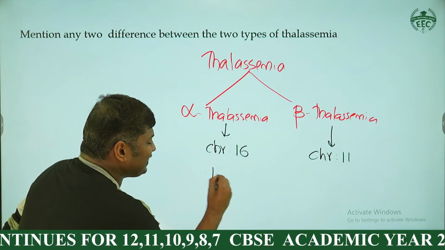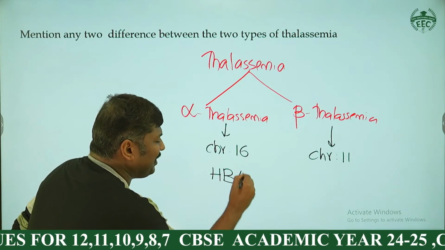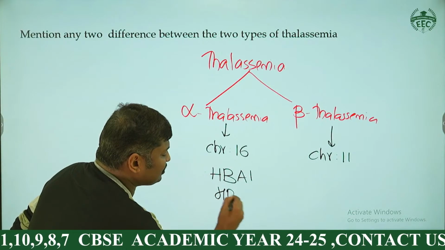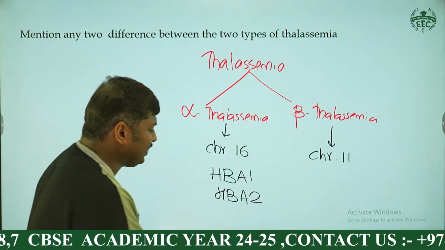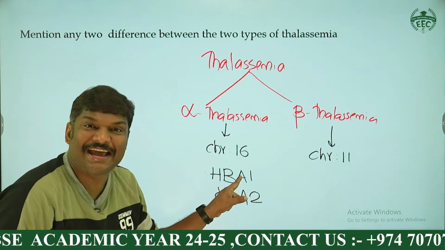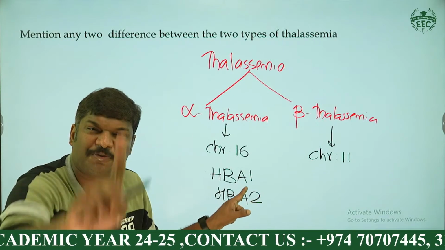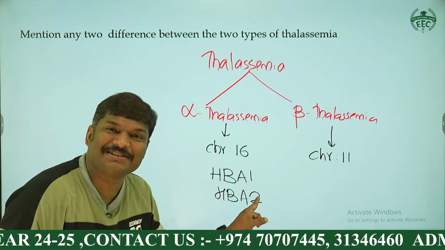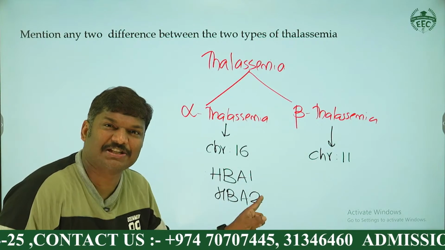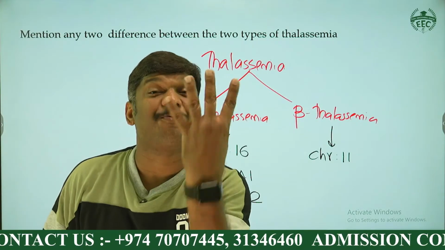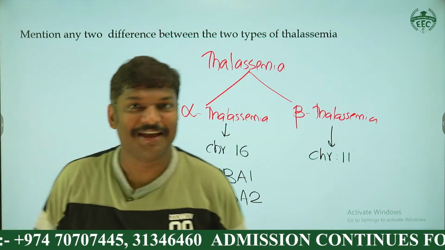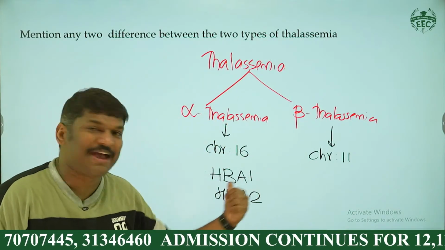Here you can write, there is a gene called HBA1, and here also HBA2. There are 2 genes. HB stands for hemoglobin, A stands for alpha, 1 stands for the first gene. HB hemoglobin, A stands for alpha, 2 means the second gene. So HBA1, HBA2. And how many genes? There are 4 genes. Why 4 genes? I wrote only 2 right here, HBA1, HBA2.